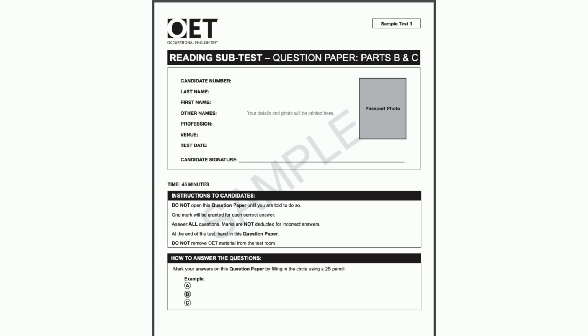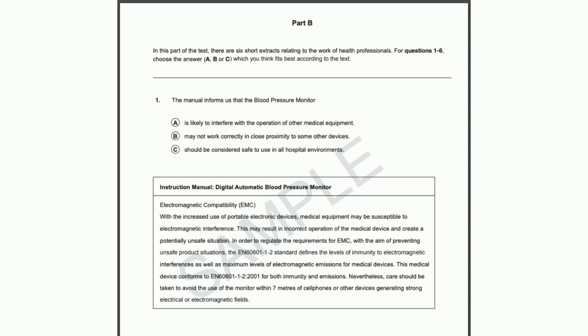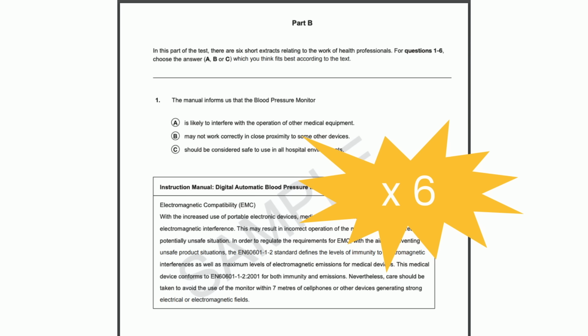So you open up your question paper for reading part B and C. Here's an example reading part B question. You can see that it's a multiple choice question. There are 3 answer options, and below it is a short text. The texts that you see in reading part B are short, and they are workplace texts. So for example, you might see something like this from an instruction manual, or maybe an email, or something that you would see in your workplace. And you're going to get a question about it. This question is a sentence completion question, or you might get a question that asks a direct question with a question mark. Okay, and you'll get 6 of these on test day.